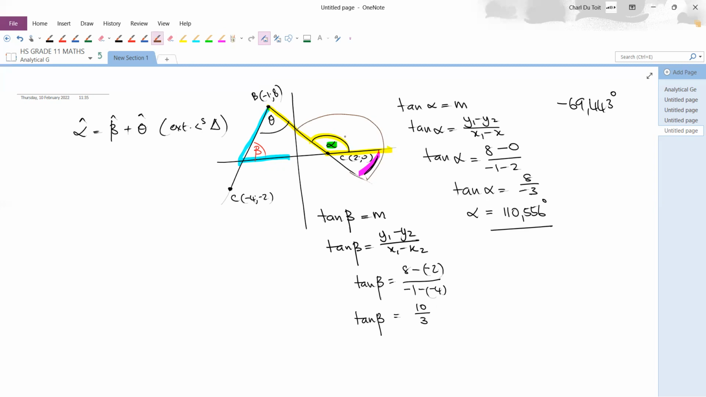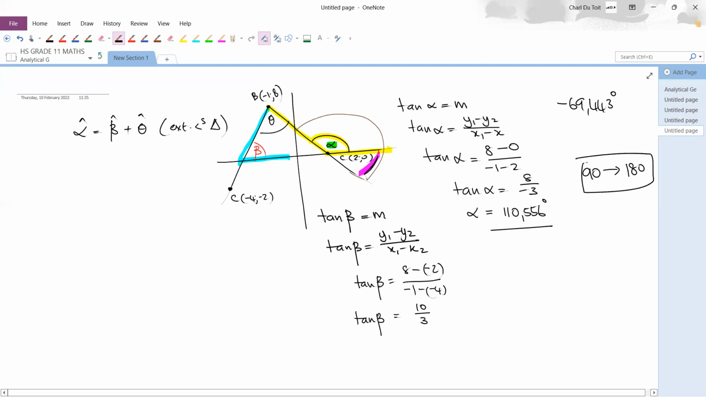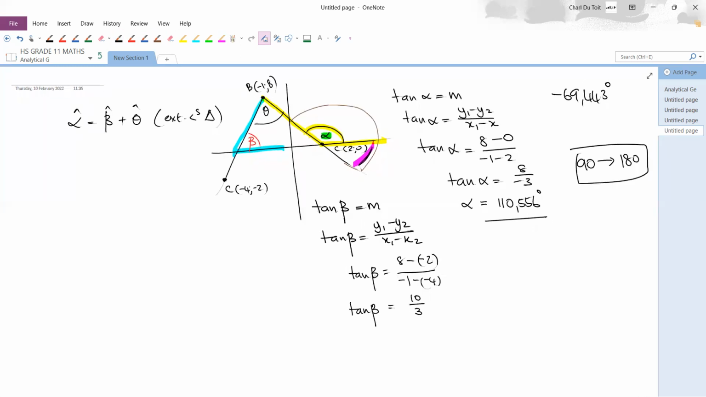Can you see that? So I just added 180 in my calculator. My calculator then did 180 minus the 69 and gave me 110. Remember that angle must be anywhere between 90 and 180 degrees. It can't be anything else. This is only when it's obtuse. When it's acute, like the blue angle, you'll find a positive answer straight out.